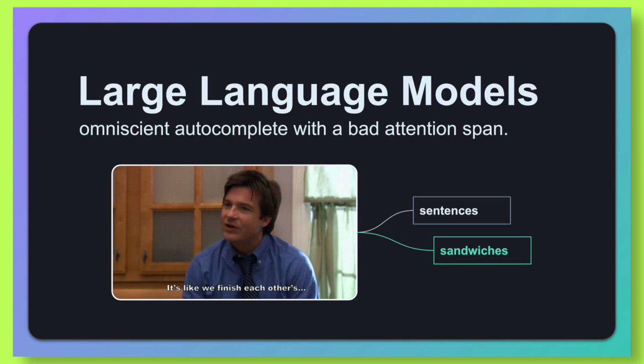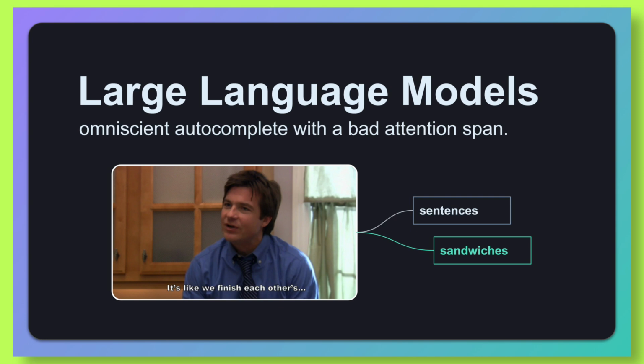Large language models, like ChatGPT, are basically omniscient autocomplete with a really bad attention span. They're trained to see a sequence of tokens or words and simply predict the next token, and they do this iteratively until they can stop. And so in this sense, they're really just auto-completing the sentence that you start with.